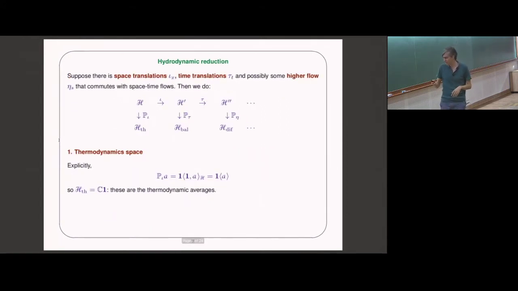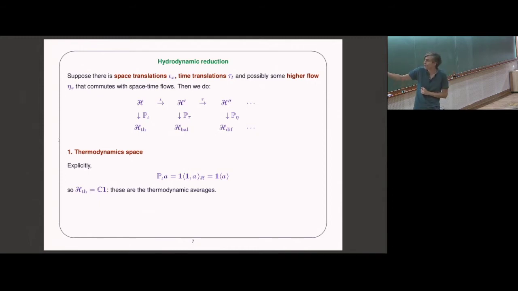Now suppose I have space translation, time translation, and maybe a bit more, some higher flows, like in integrable models. There are higher flows in integrable models, right? So I can do all these operations. I can start with the Hilbert space of observables and project over the invariant. This is what I would call the thermodynamic space.